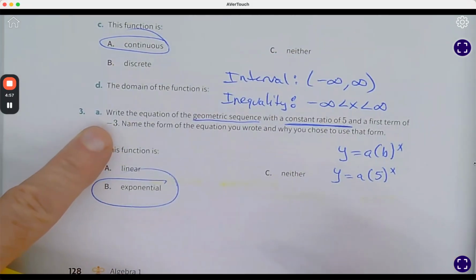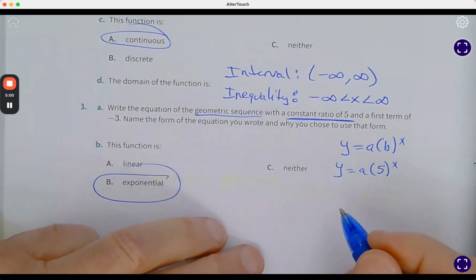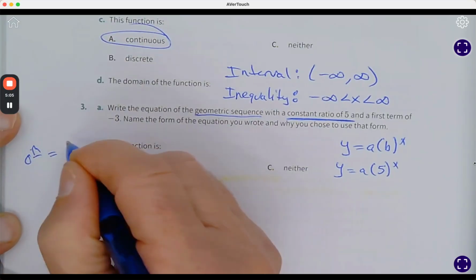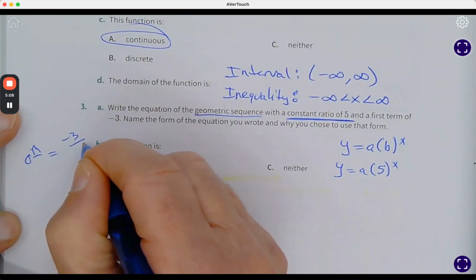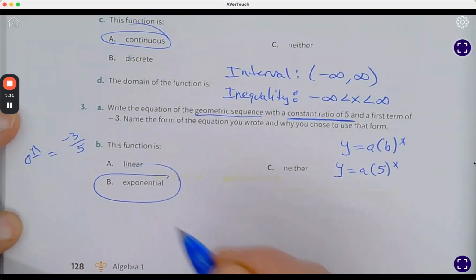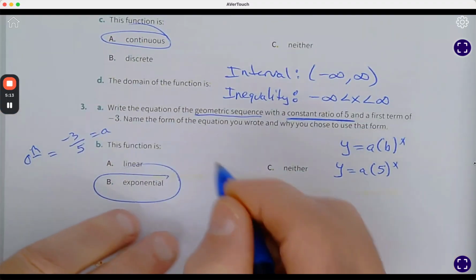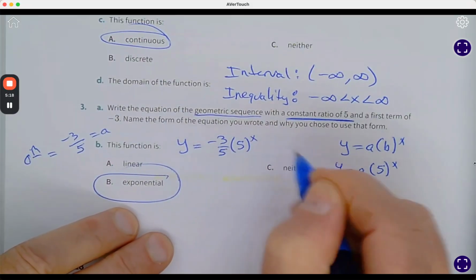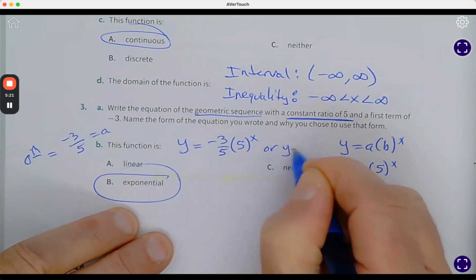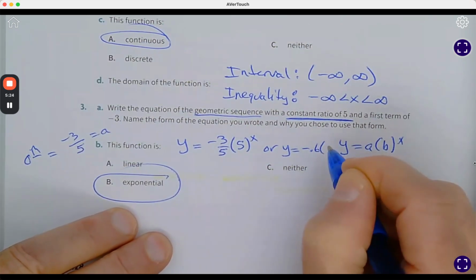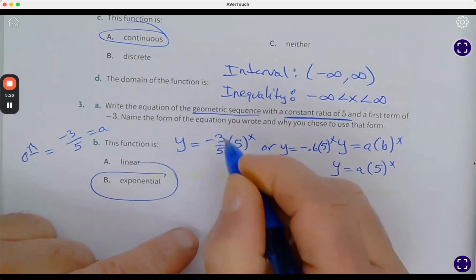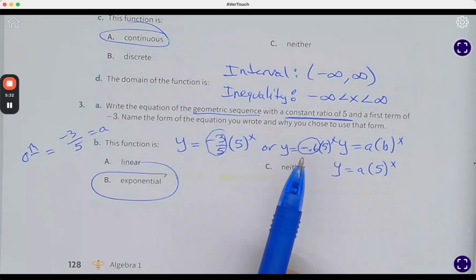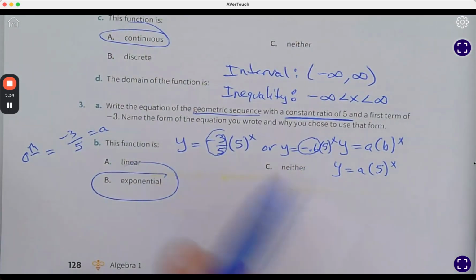A is the 0th term. So if my first term is negative 3, my 0th term is going to be negative 3 divided by your constant ratio, which is 5. That's A. So your final answer is y equals negative 3 over 5 times 5 to the power of x. Or, if some of you out there wrote a decimal, that's okay. Sorry, I got a little crunch there. So notice that and that are equivalent. As long as your decimal terminates, as long as it ends, we're good. Okay, next page.